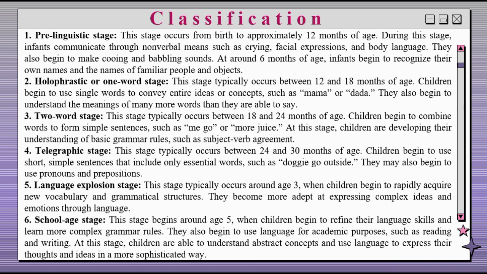Fourth, the telegraphic stage. This stage typically occurs between 24 and 30 months of age. Children begin to use short, simple sentences that include only essential words such as Yogi go outside. They may also begin to use pronouns and prepositions.